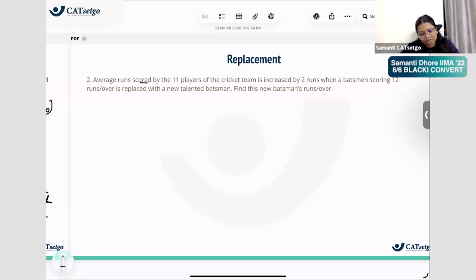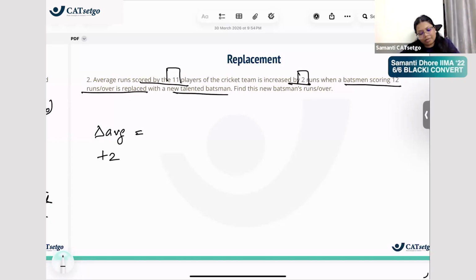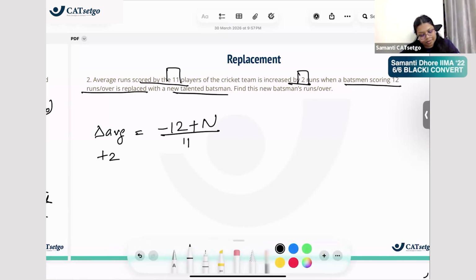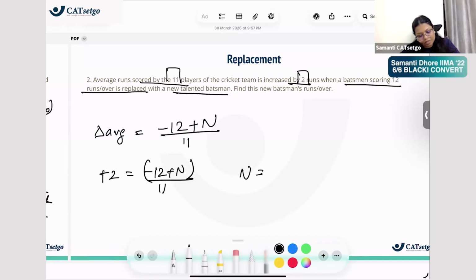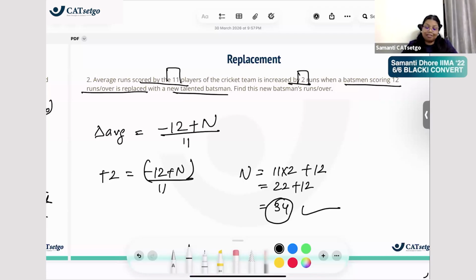The average runs of 11 players increases by 2 runs. So the change in average is basically +2. That has happened when a batsman scoring 12 runs was replaced by a new talented batsman. That +2 happened because this 12 guy was replaced and a new person was added, divided by total 11 people. Right? This +2 happened because 12 was removed, new person was added by 11. This new person is 11 into 2 plus 12. That is 22 plus 12, which is 34. So the new person had 34 runs per over.